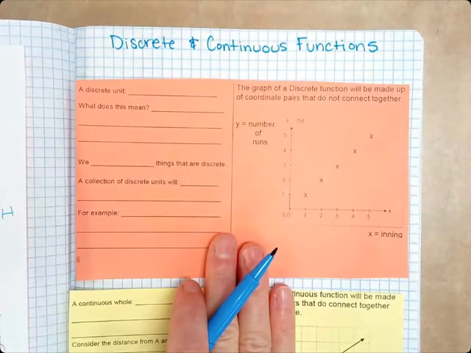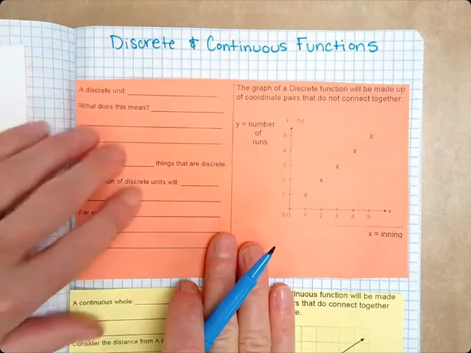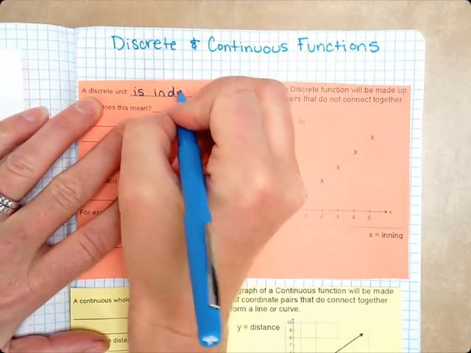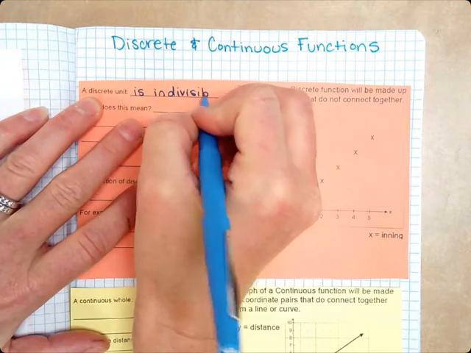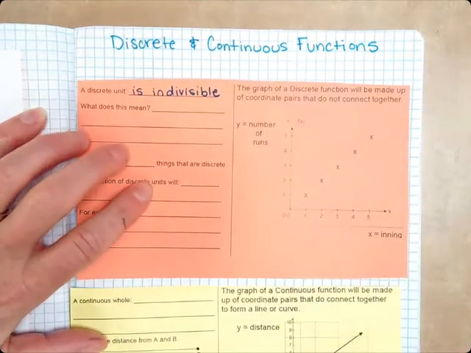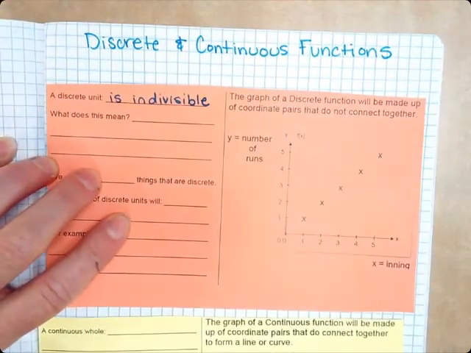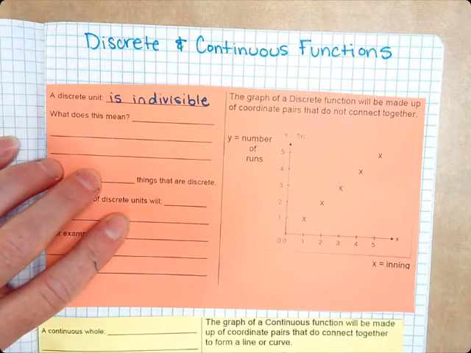A discrete unit is indivisible. So let's think about what indivisible means. Y'all have heard that word in the pledge, right? Cannot divide it. Cannot be divided, right? A state that cannot be divided, a country that cannot be divided.